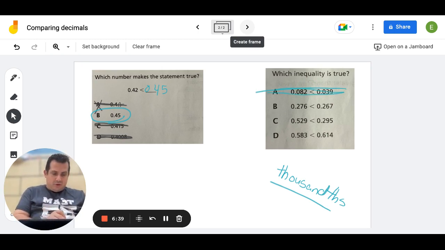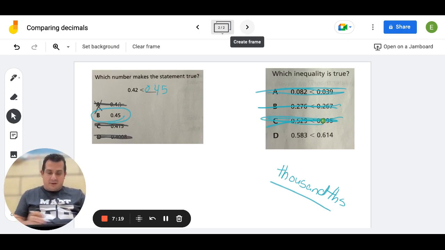Is 267 greater than 276? Well, 267, no, that's not greater than 276. Good. C. Is 295 thousandths greater, remember, because I'm looking at it going from right to left, is 295 thousandths greater than 529 thousandths? No. Or I can look at it going from left to right. Is 529 thousandths less than 295 thousandths? No. So you're left with D.